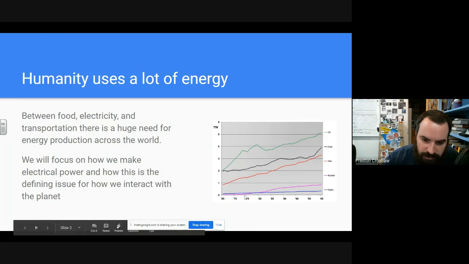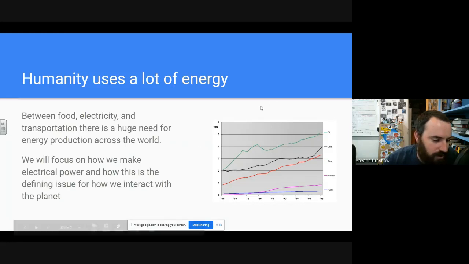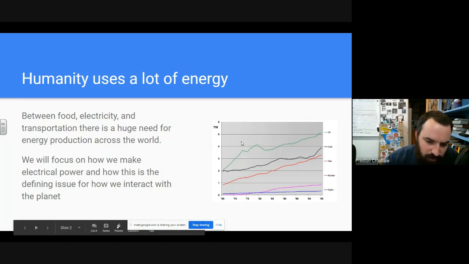So if we look at this graph, this is the amount of energy in terawatts that is from each of these sources of energy up to 2005. This is an old graph. I don't really need you to understand or memorize this graph or anything. It's just kind of a representation of what we're using for our energy in the past 50 years or so.